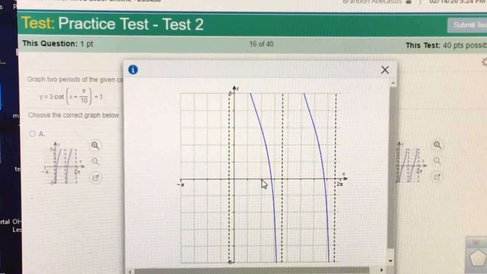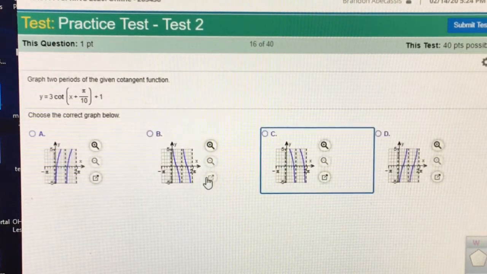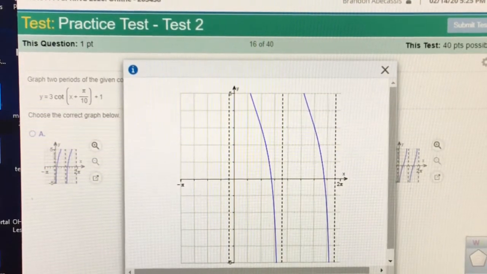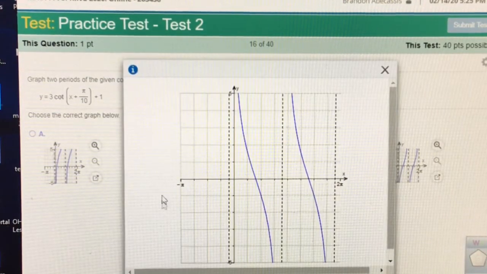Let's see where the turning point is. I don't know. The shift is going to go left pi over 10. So pi minus pi over 10, that would move the shift left. This looks like it was shifted right. This one looks like it was shifted left, and then moved up one. I'm going to guess with B.